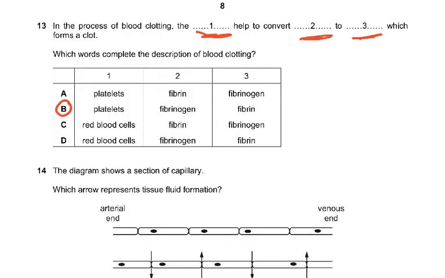So in the process of blood clotting, the platelets help to convert fibrinogen to fibrin, which forms a clot, and that is the important thing. They were going to confuse this with B and D. So it's not red blood cells, it's platelets which help to convert. Platelets release an enzyme, thrombokinase. Thrombokinase converts prothrombin to thrombin, and the thrombin converts fibrinogen to fibrin, and that is something which we have to learn, and revise if you don't know that as yet.